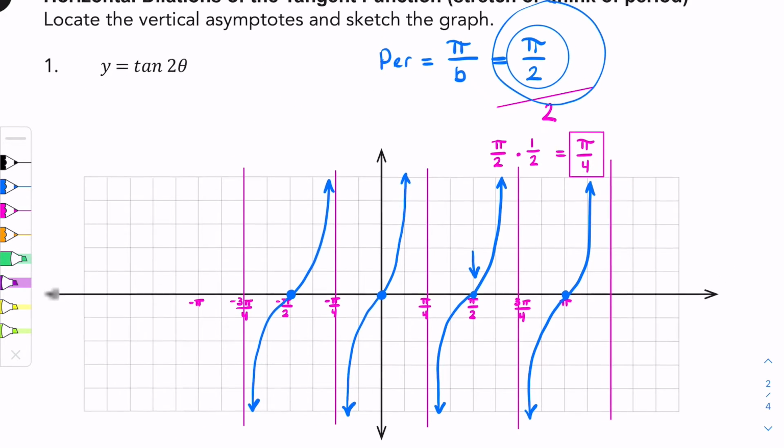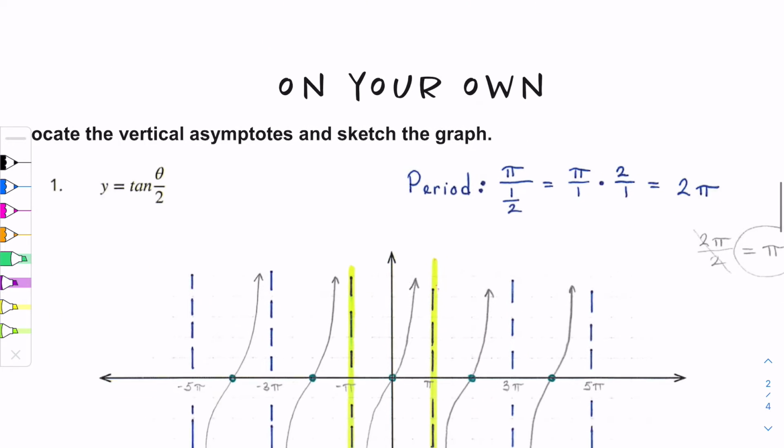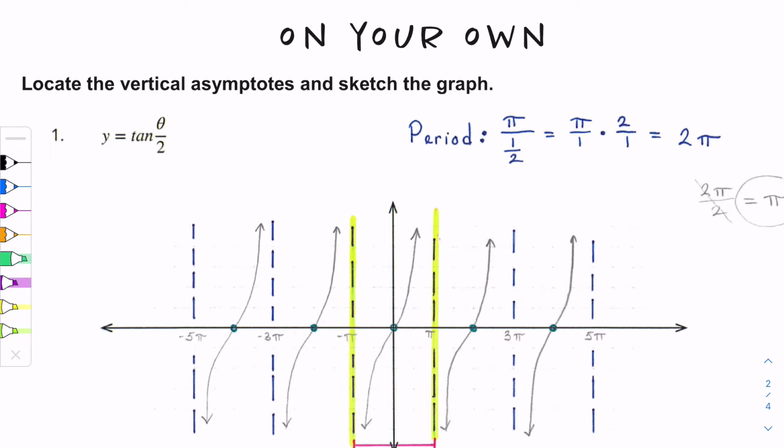All right, moving on to the on your own section. I already did this one out, and we're just going to take a moment and explain it. So the period here is 2 pi. I know that because I fill in the equation of pi over b, which is pi over 1/2. Multiply that out, you get 2 pi.